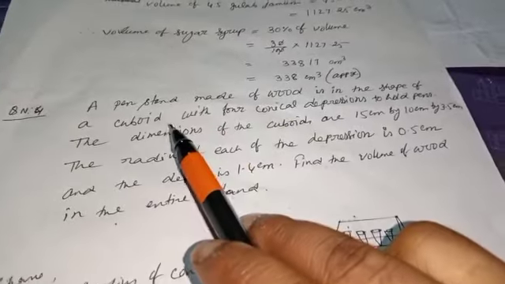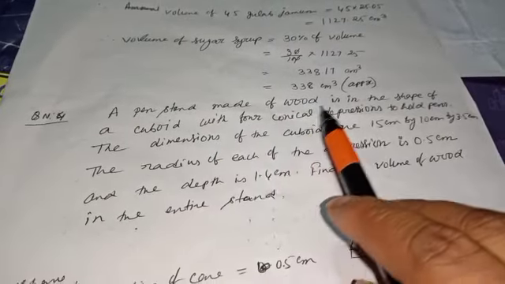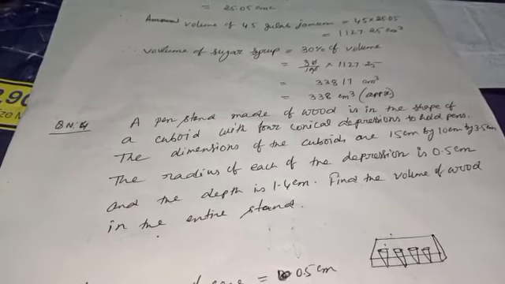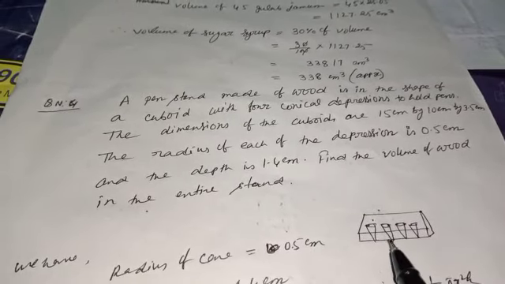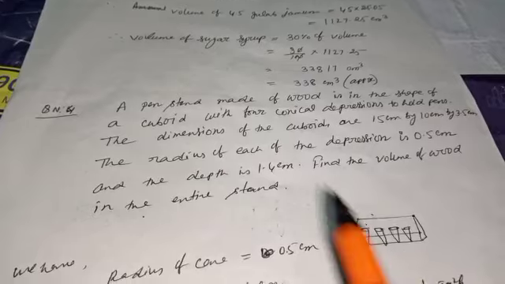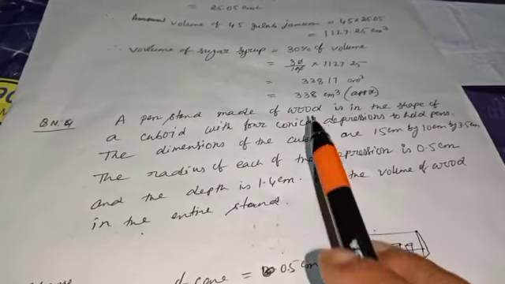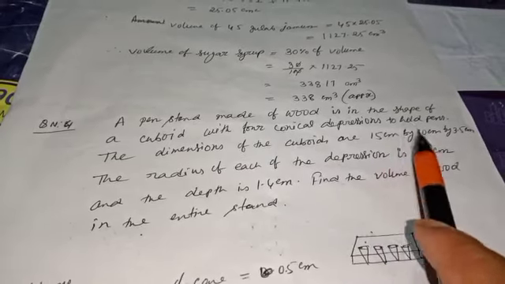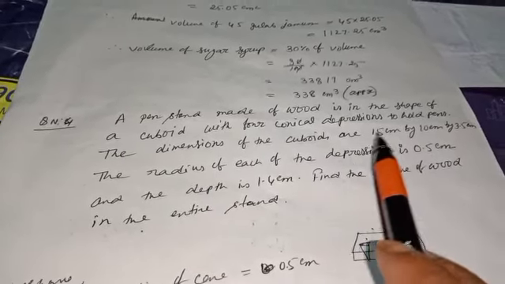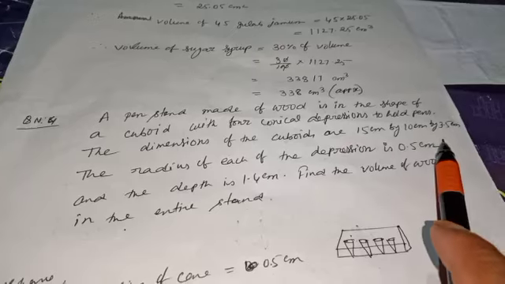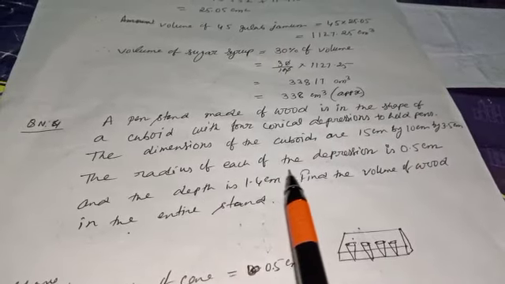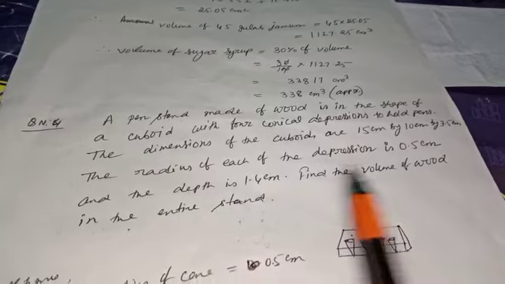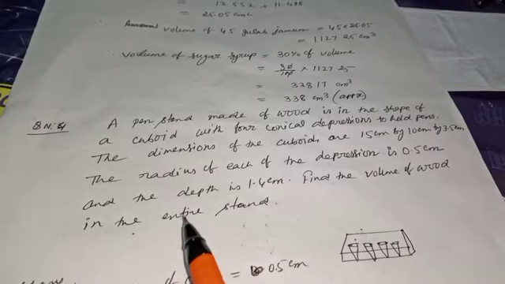So number 4, a pen stand made of wood is in the shape of a cuboid. You can see the figure is also given in the textbook. This pen stand made of wood is in the shape of a cuboid with 4 conical depressions to hold pens. The dimensions of the cuboid are 15 centimeter by 10 centimeter by 3.5 centimeter. The radius of each depression is 0.5 centimeter, and the depth is 1.4 centimeter. Find the volume of wood in the entire stand.